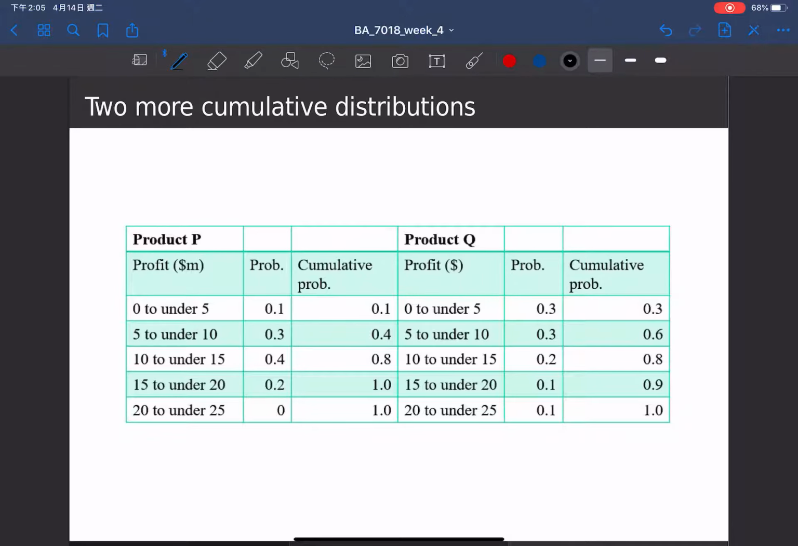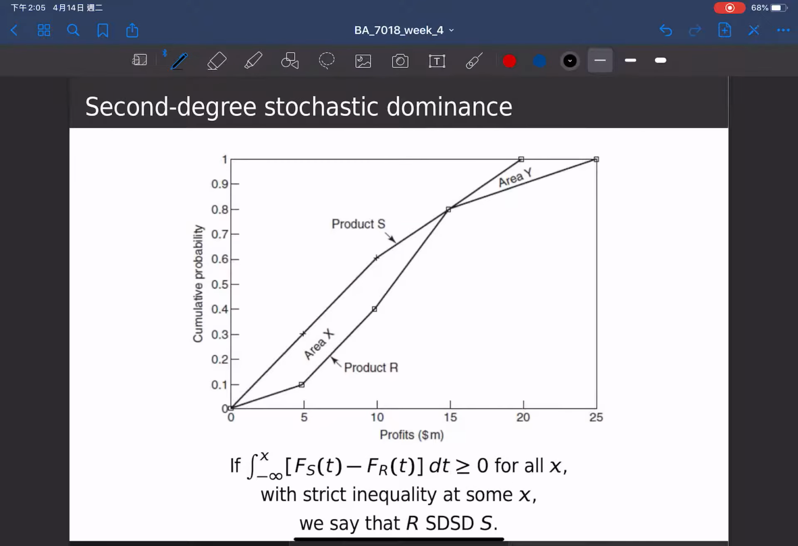Hello. Okay, so we come back to the class now. We have here two more cumulative distributions, and it looks like this if you draw it on a graph. So right now you see product S and product R are not so different until 15.